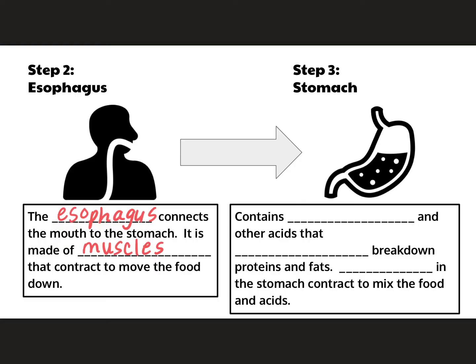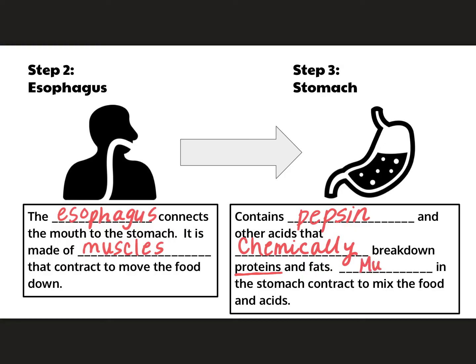Now, once the food gets to the stomach, our stomach mixes it with acids and different enzymes. So our stomach contains a special chemical called pepsin. And it has other acids that chemically break down proteins and fats. The acids themselves help to break down the proteins.